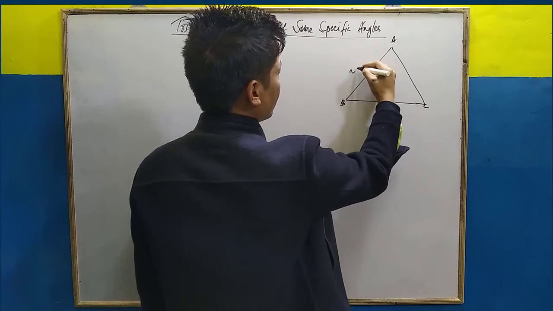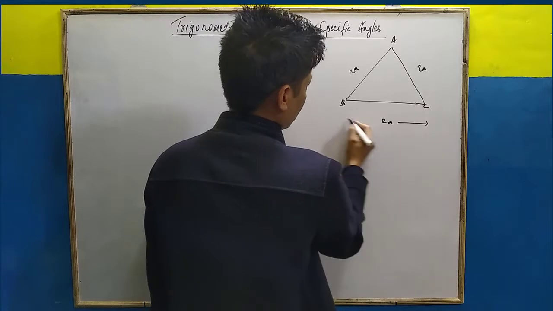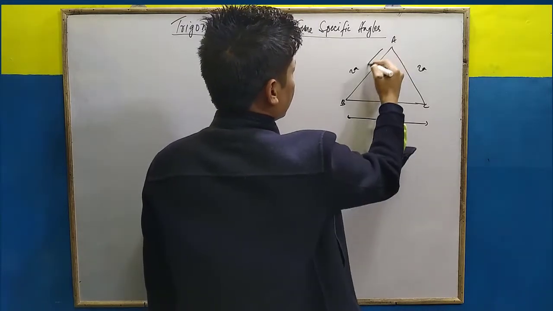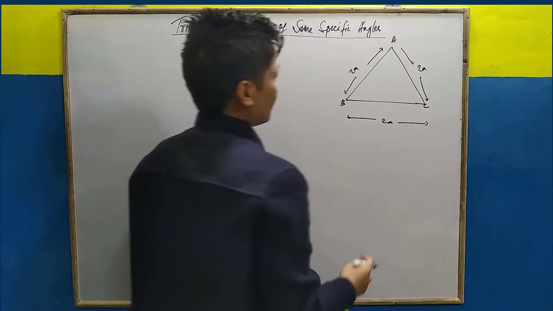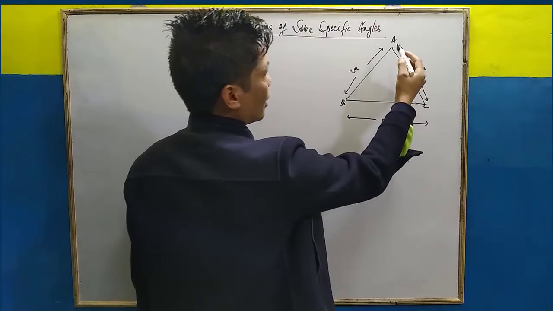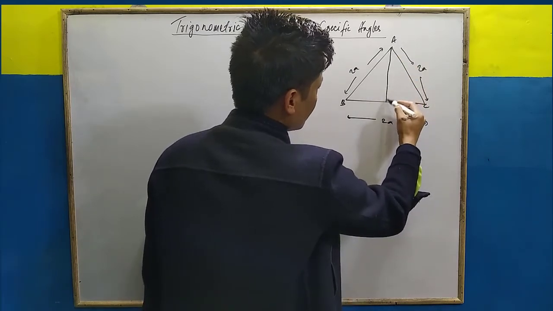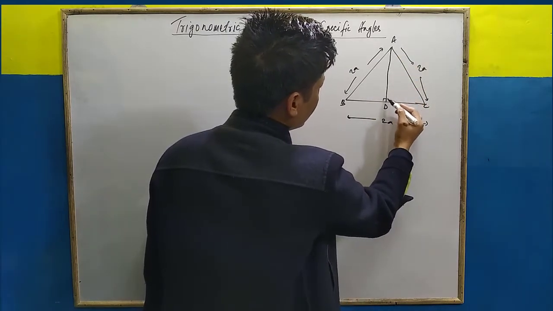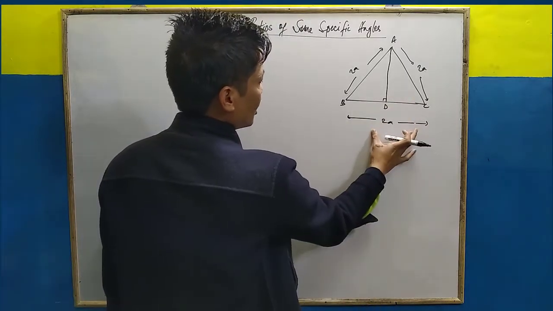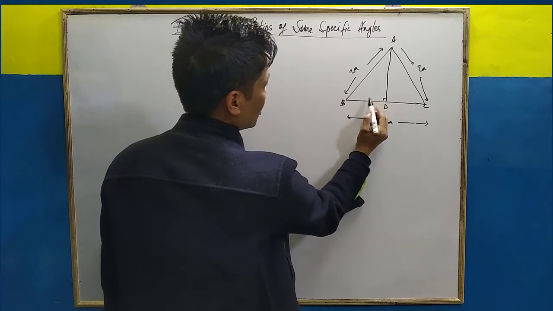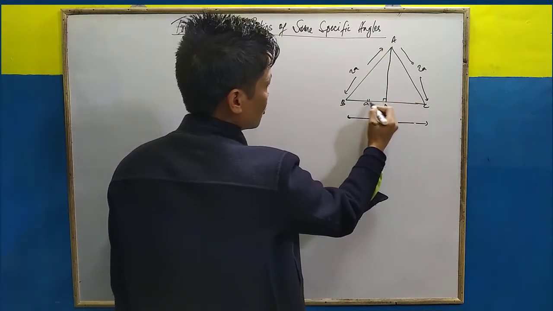And let us say the side of this equilateral triangle is 2a. Then let us consider a perpendicular line from A to BC, which is AD. If the total length of BC is twice a, then the length of BD will be a, because the perpendicular line cuts BC into two equal parts.